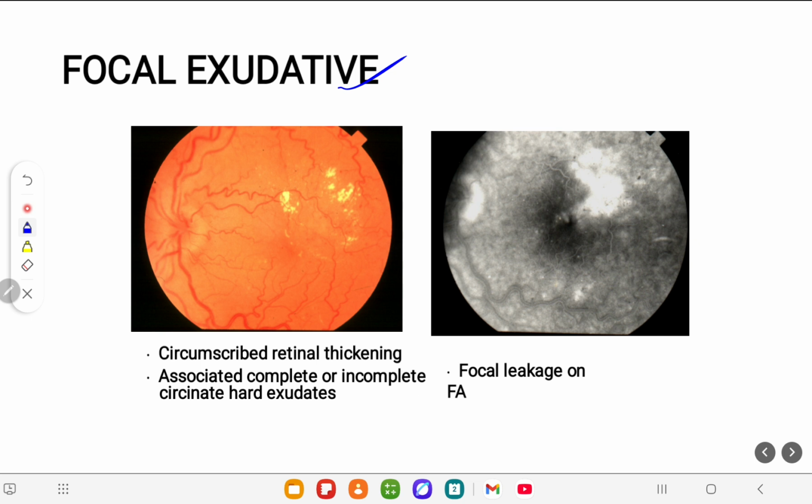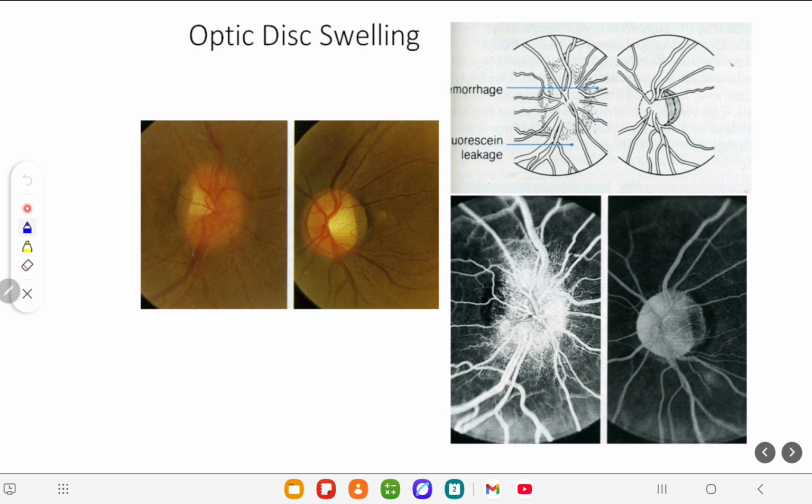Focal exudative means these areas. Can you see this area clearly? Yes. Optic disc swelling: basically, this is the swelling of the optic disc. Can you see this fluorescence pattern? Yes, it's very simple.